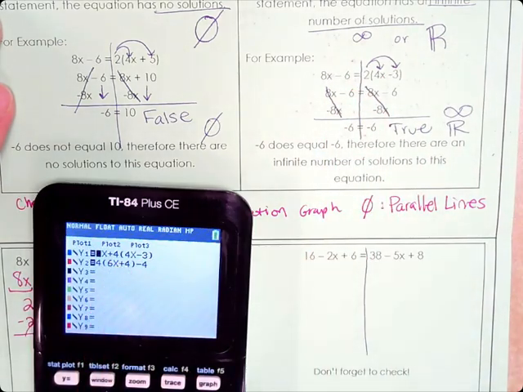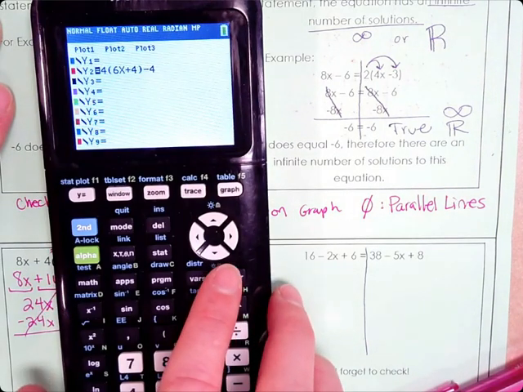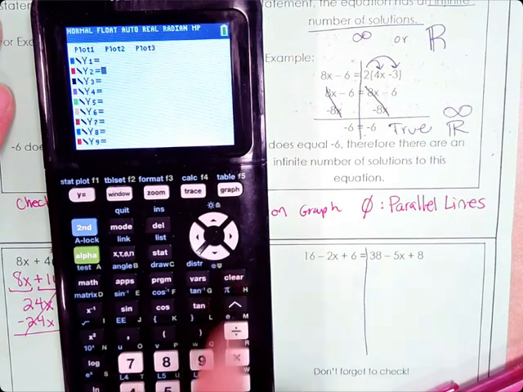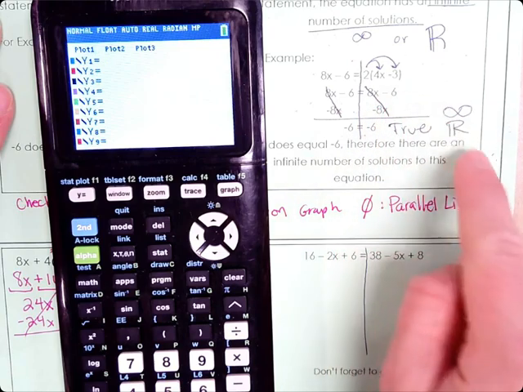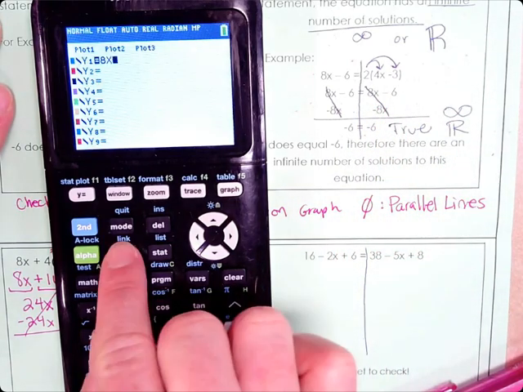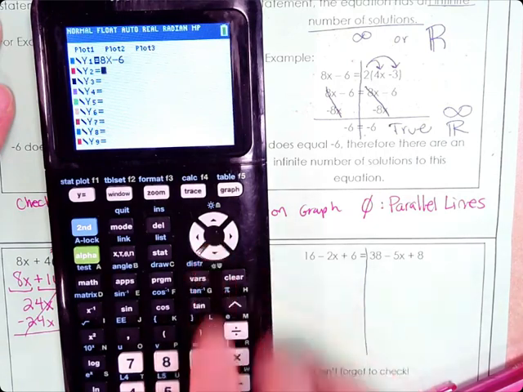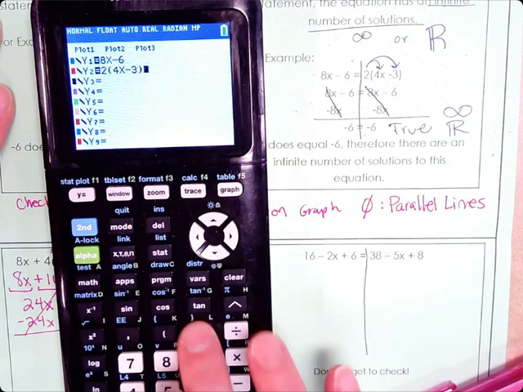So let's look at this one. Clear out what's in Y1 and Y2. Just push the clear button. Clear is right here. And let's put in this example here and see what it looks like whenever it's just one line. 8x minus 6, 2 parentheses, 4x minus 3, close parentheses.